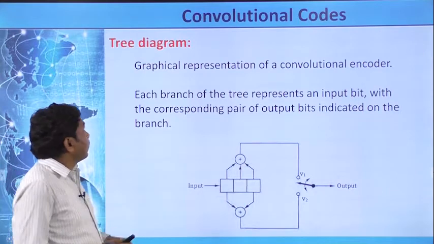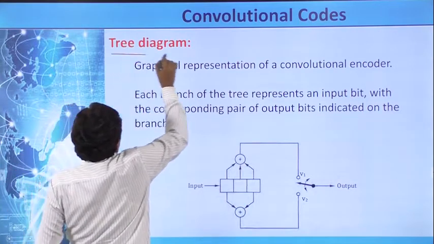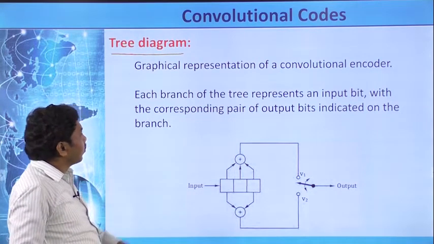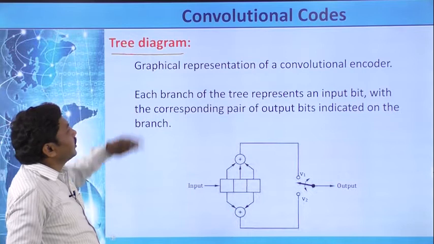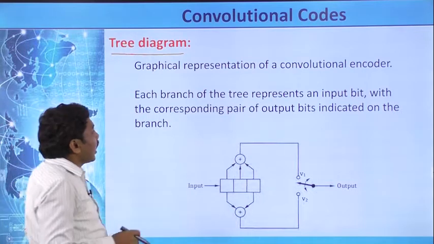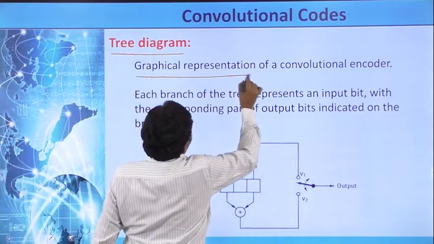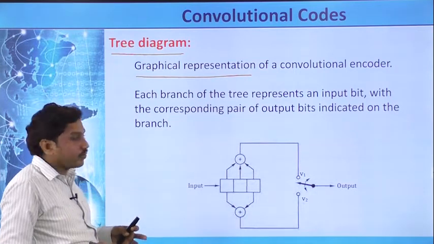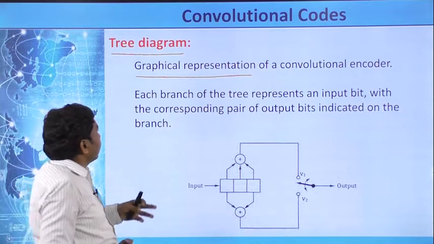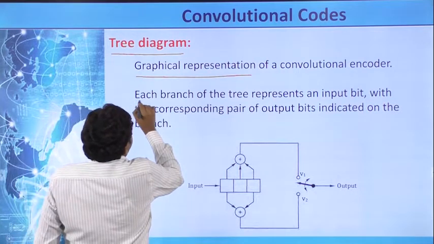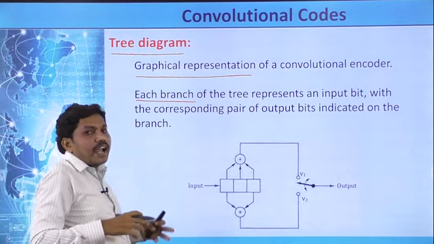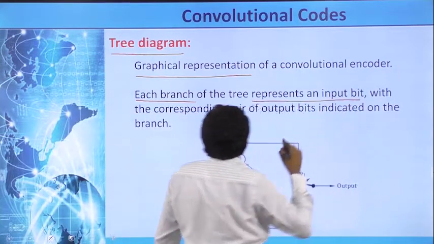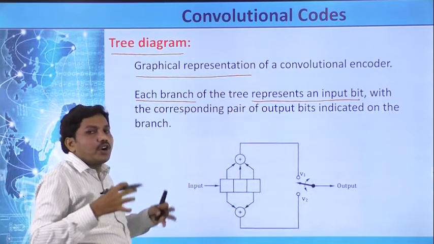So how to draw the tree diagram for the same encoder? Okay, so this is the encoder. What do we mean by a tree diagram? It is a graphical representation of the convolutional encoder. So we want to represent the convolutional encoder in terms of a graph, right? In this case, the branch in a tree represents an input bit with the corresponding outputs.